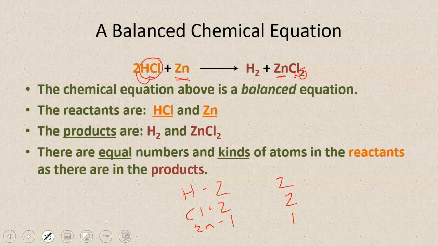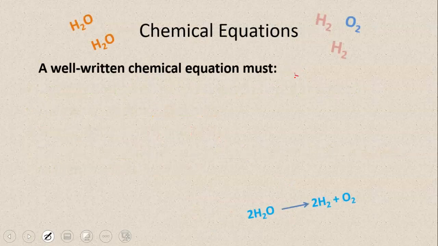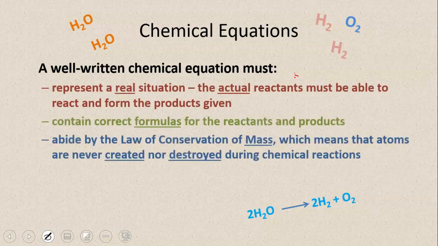All right, so ladies and gentlemen, let's take a look at chemical equations. In order for a chemical equation to be well written, there are a few things that need to be true about it. So the first one is that it has to represent a real situation. Okay, you can't just make up what happens in a chemical reaction. It has to be something that could actually happen. It has to be elements that would actually react with each other, and it has to be a product that would actually form from those elements reacting with each other.